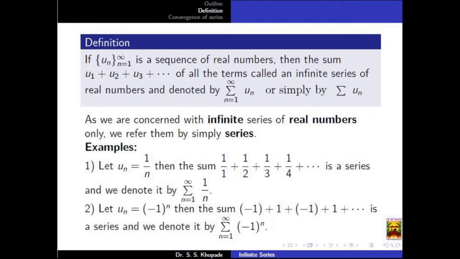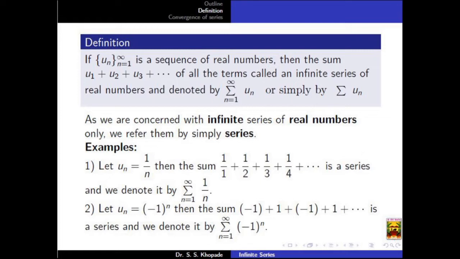Now in this discussion we are only concerned with infinite series of real numbers, so we refer to them simply as series. So whenever we say series, it means infinite addition. So there is no need to use the word infinite, and also we only add real numbers. So whenever we say series, it means a series of real numbers.